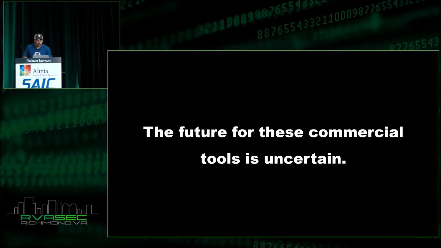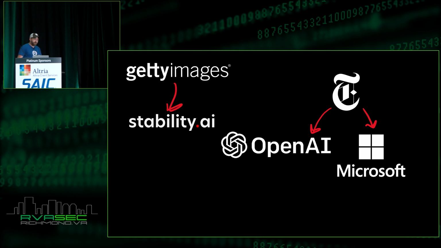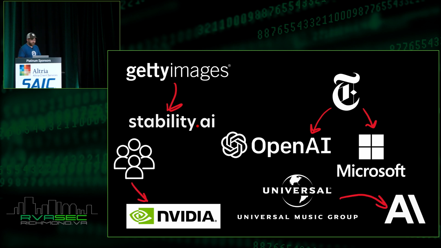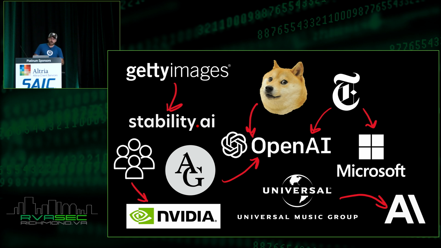I will mention, though, the future for these commercial tools is uncertain at this point because of a soup of lawsuits, right? You got Getty Images suing Stability AI, which, by the way, is, I think, about to fall over as a company. New York Times is suing OpenAI and Microsoft. A bunch of people are suing NVIDIA for things. Universal Music Group is suing Anthropic. The Authors Guild is suing OpenAI. Elon Musk is suing OpenAI.